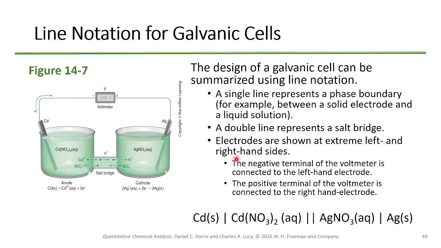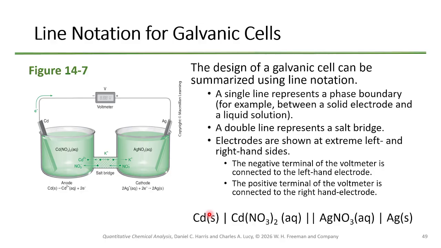Now, a double line right here is going to represent the salt bridge. And so this right here is the salt bridge right there. That's the double line. The electrodes are going to be shown at the extreme left and right-hand sides. The electrodes typically are going to be solids.